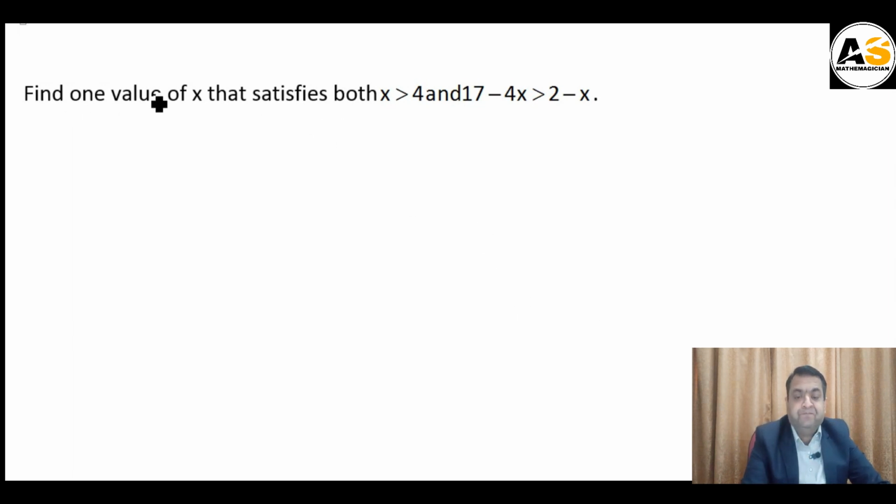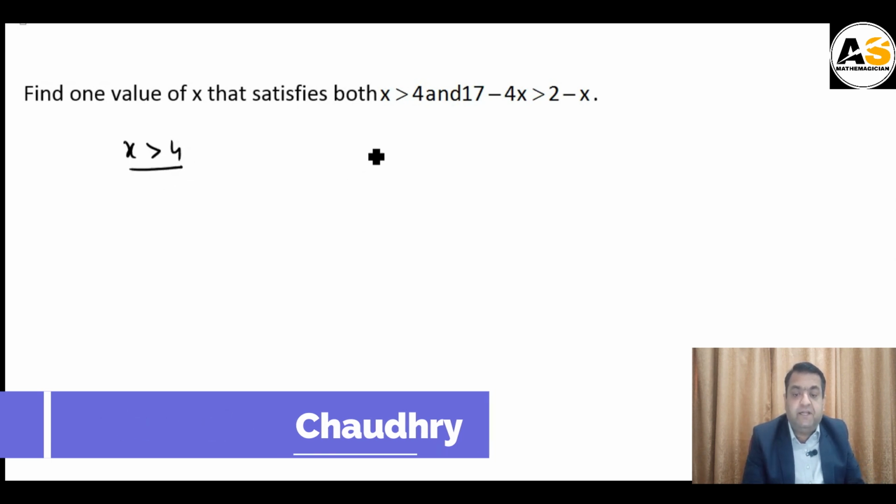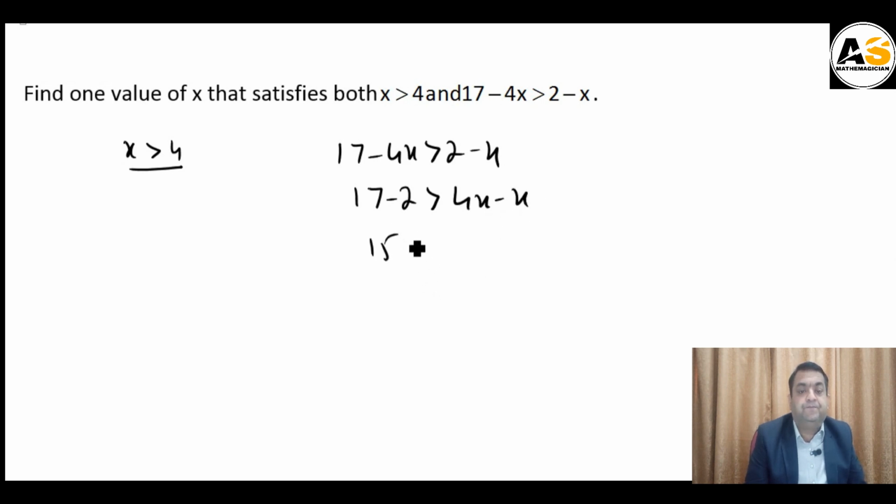There is another question. Find one value of x that satisfies this inequality and this inequality. Now we are given two inequalities. x is greater than 4. It is already in the simplest form. 17 minus 4x is greater than 2 minus x. We have to simplify this one. Can I write 17 minus 2 is greater than 4x minus x? 15 is greater than 3x, or I can write 3x is less than 15, or x is less than 5.